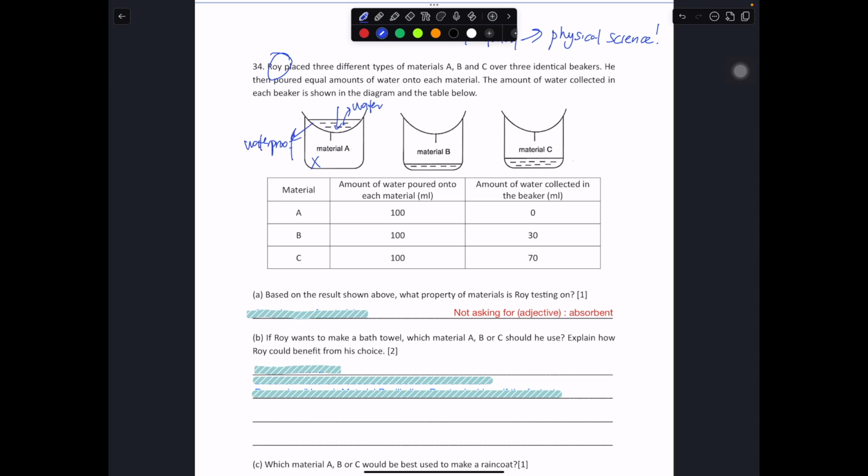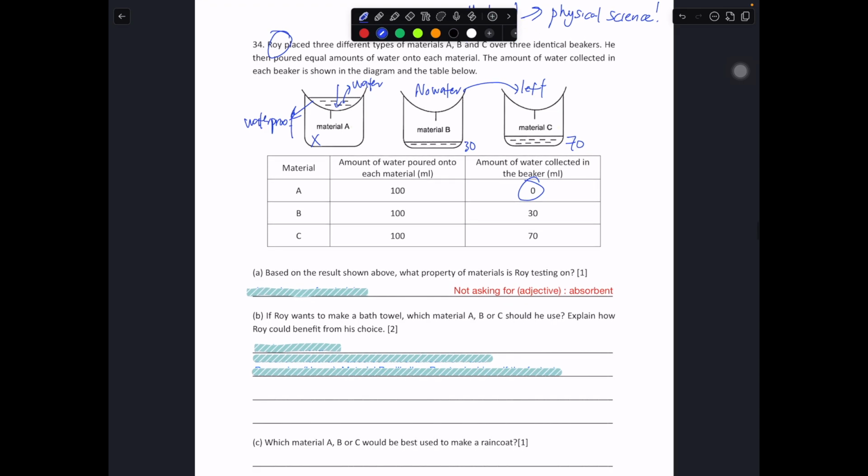Okay, which support the evidence. The amount of water collected in the beaker is 0, waterproof. So B, over here, pour, okay, there's no water left, same as here, no water left. So here is 30, here is 70. So in this case, let's think about this. We got 30 ml, 70 ml.